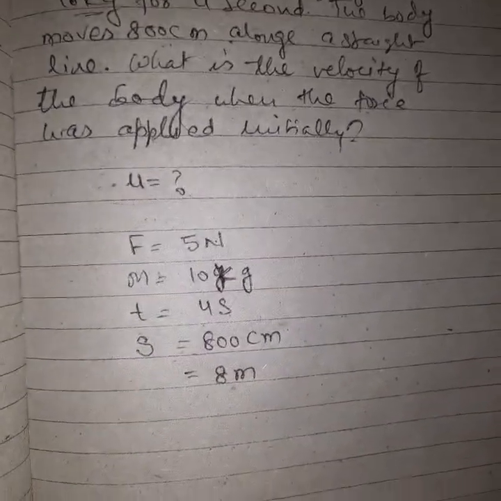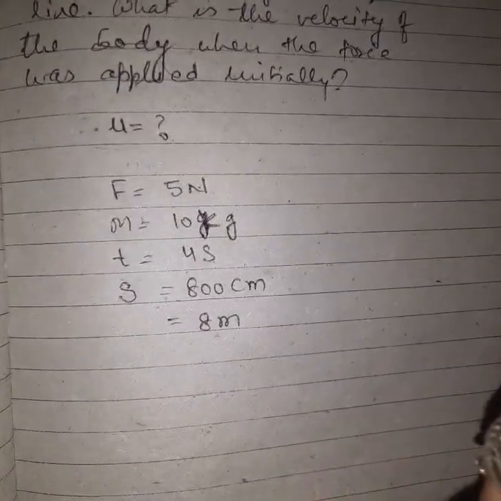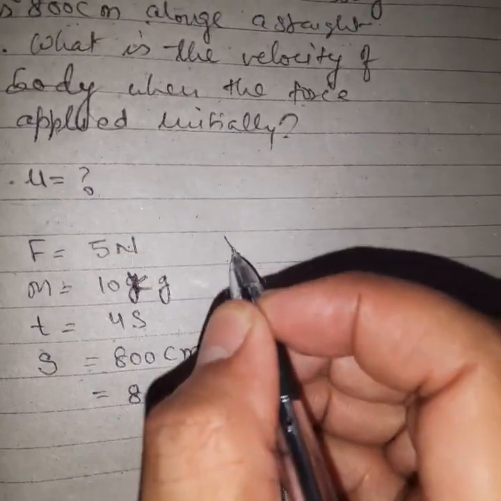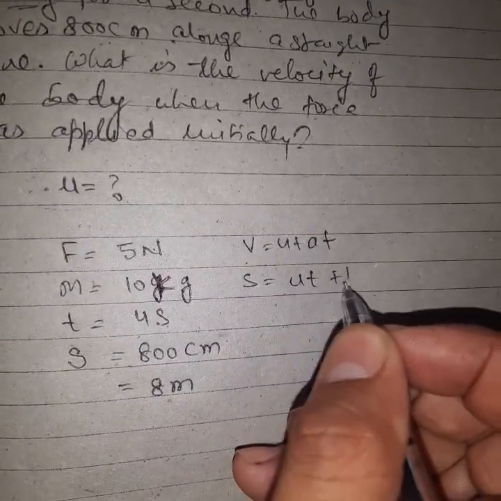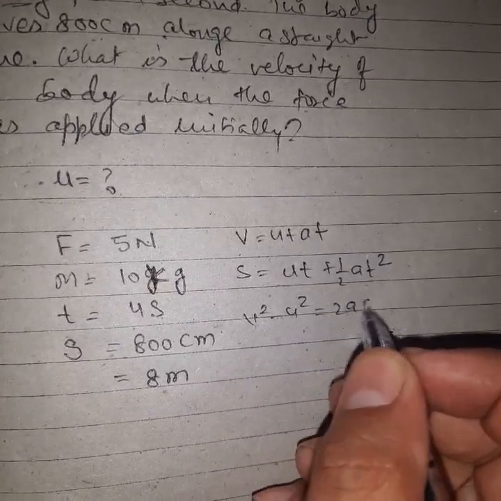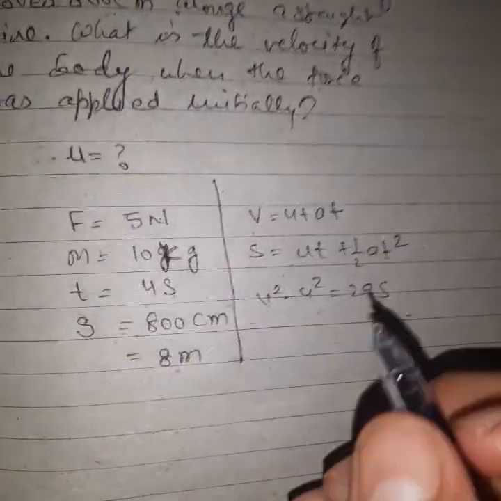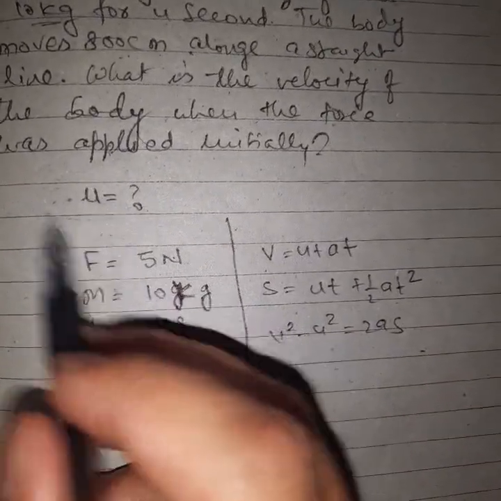Clear? One thing, listen, we can find out u, meaning velocity, only by an equation of motion. We have 3 equations. v is equal to u plus at, s is equal to ut plus half at square, v square minus u square is equal to 2as. Clear? But one thing, listen, we need u here, we have to find out u.